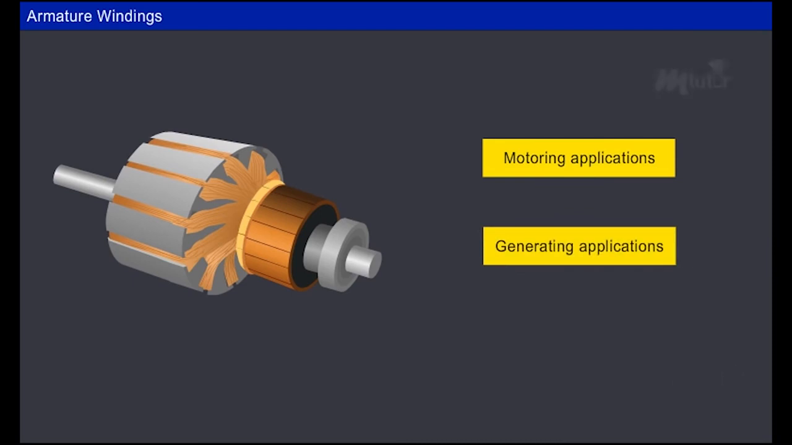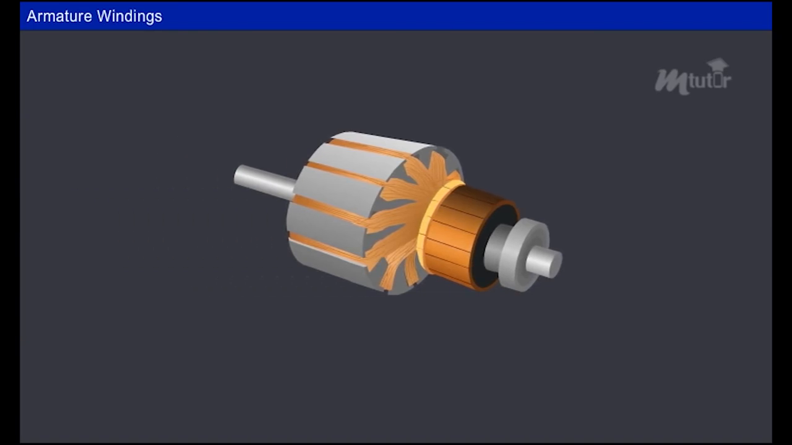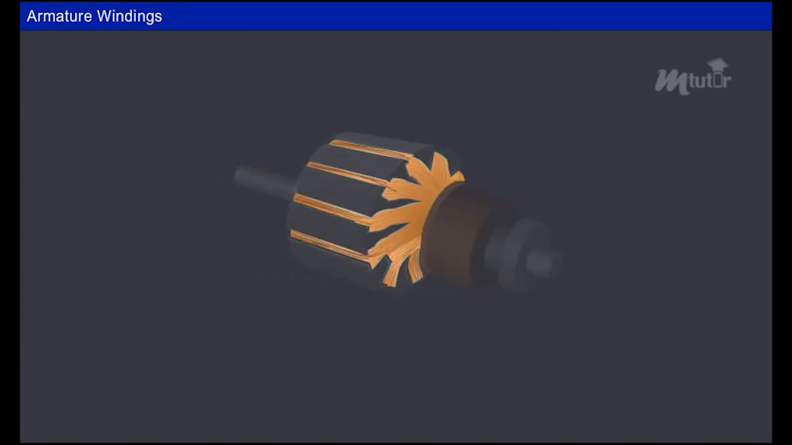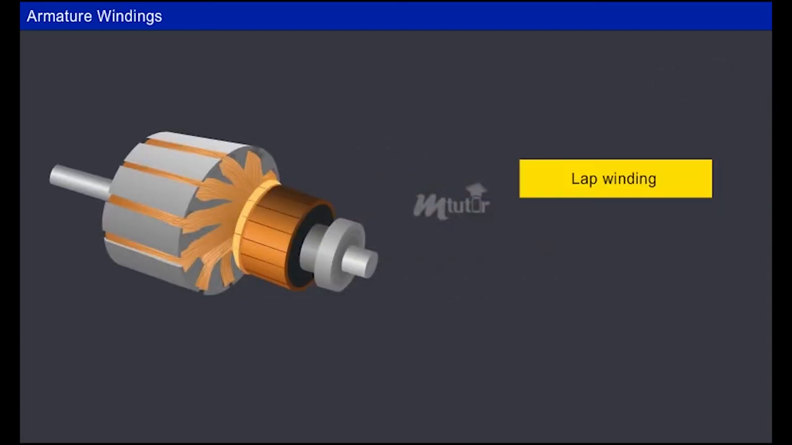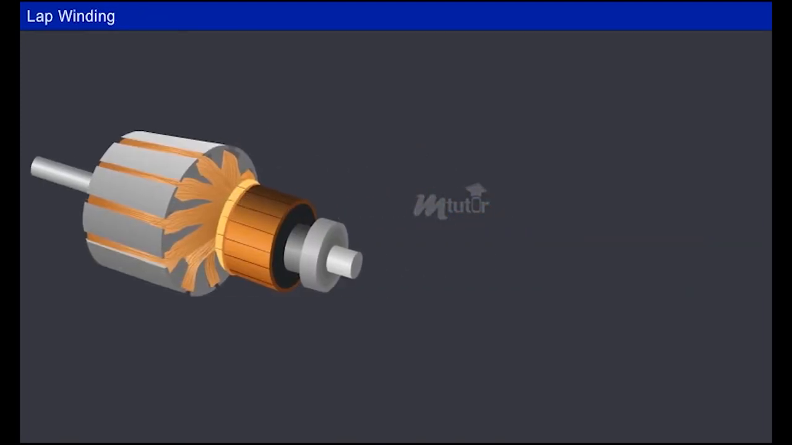generator. The armature windings can be categorized into two types, depending on their winding arrangement and connection to the commutator. They are lap winding and wave winding. Let us start with lap winding.